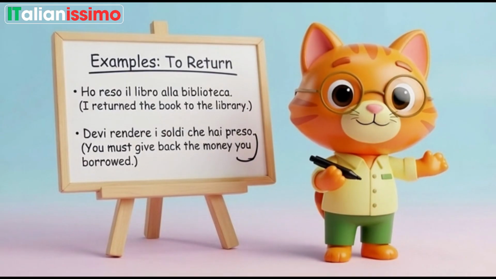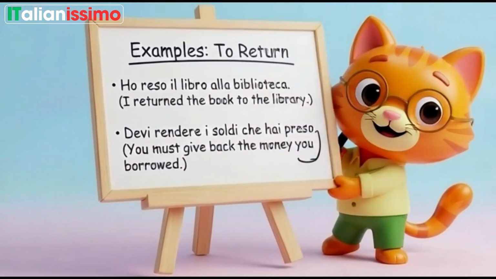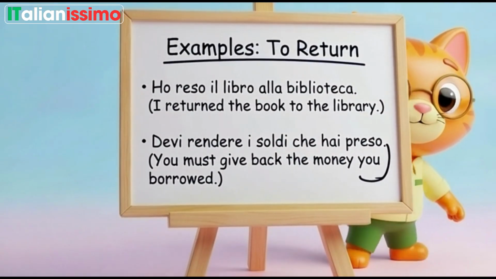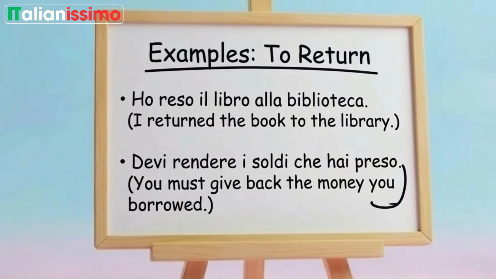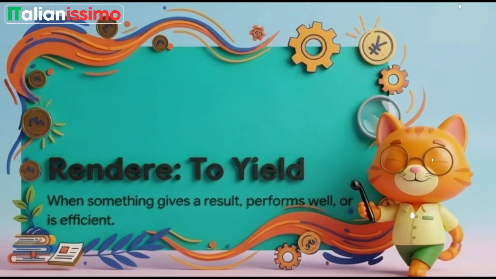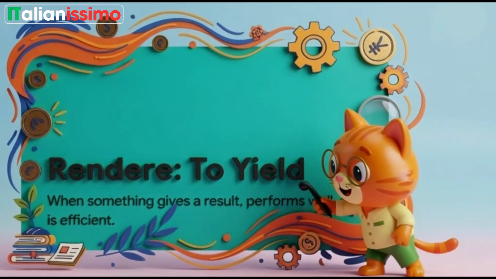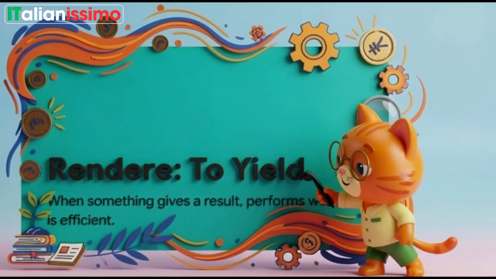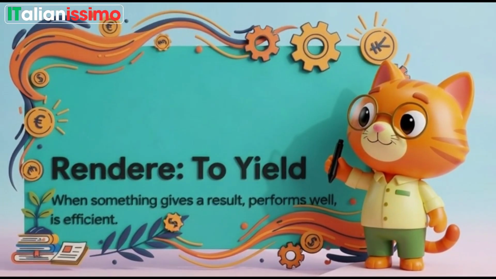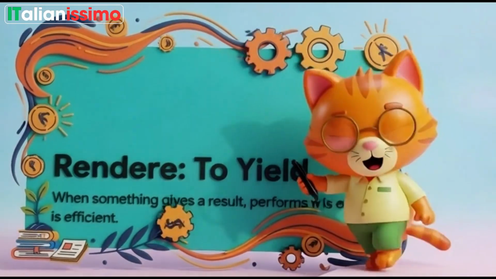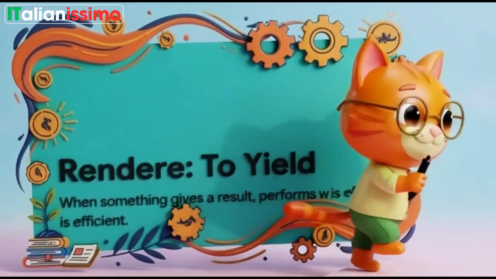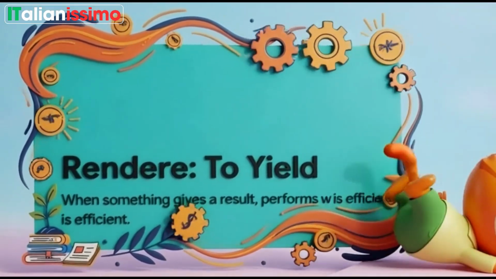You borrow a book from the library, you rendere the book. You borrow some cash, you've got to rendere the cash. Come on, try saying them out loud. It really helps. Now, let's look at a more abstract way of thinking about giving back. In this case, rendere is all about performance, efficiency, or even profit. Just think of it like an investment of time or money or energy, giving back a result.